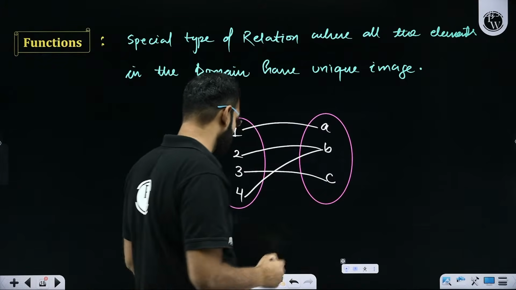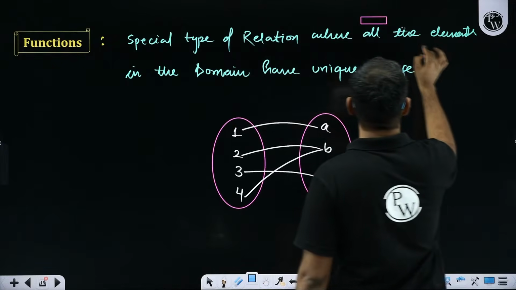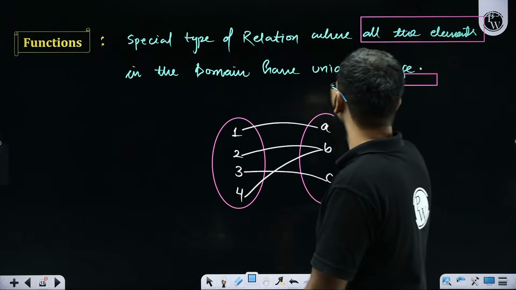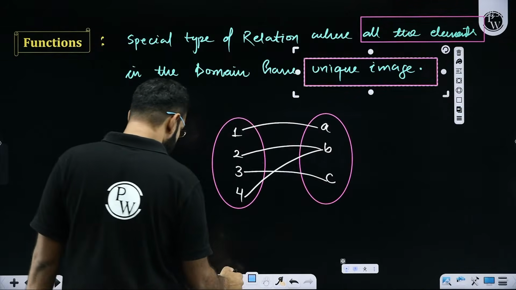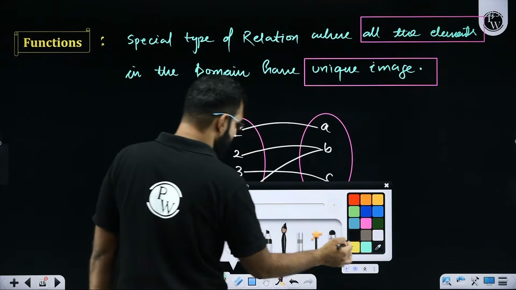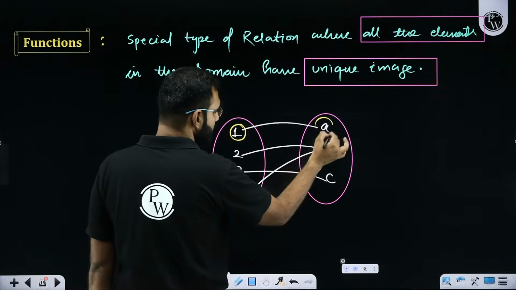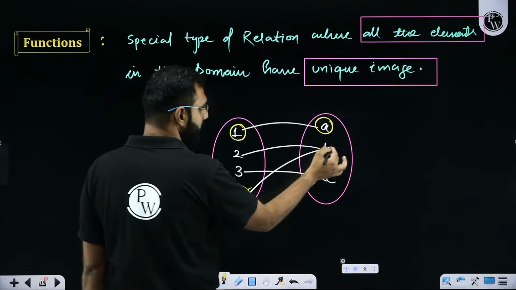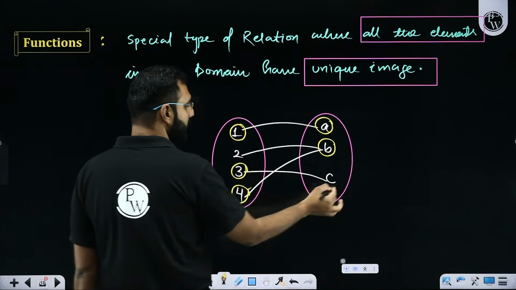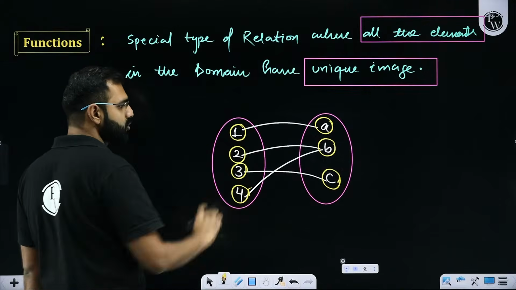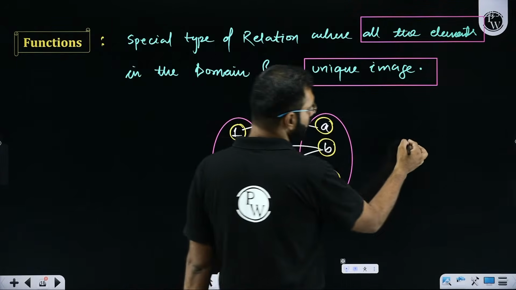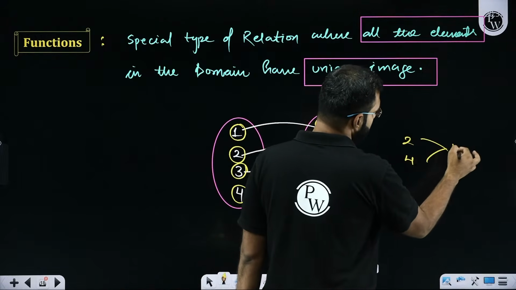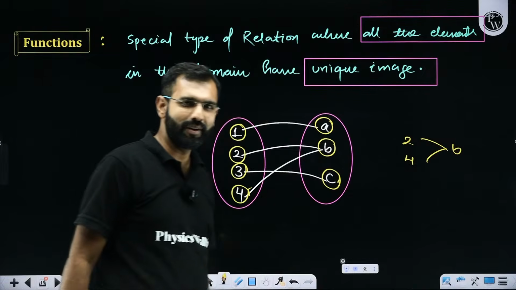That's a very good observation because the condition is all the elements in the domain should have a unique image. So when I look at the different elements, sir, 1 has an image A, 4 has an image B, 3 has an image C, even 2 has an image B. So, sir, are you not noticing that 2 and 4 both have an image B? So how come it is a violation?